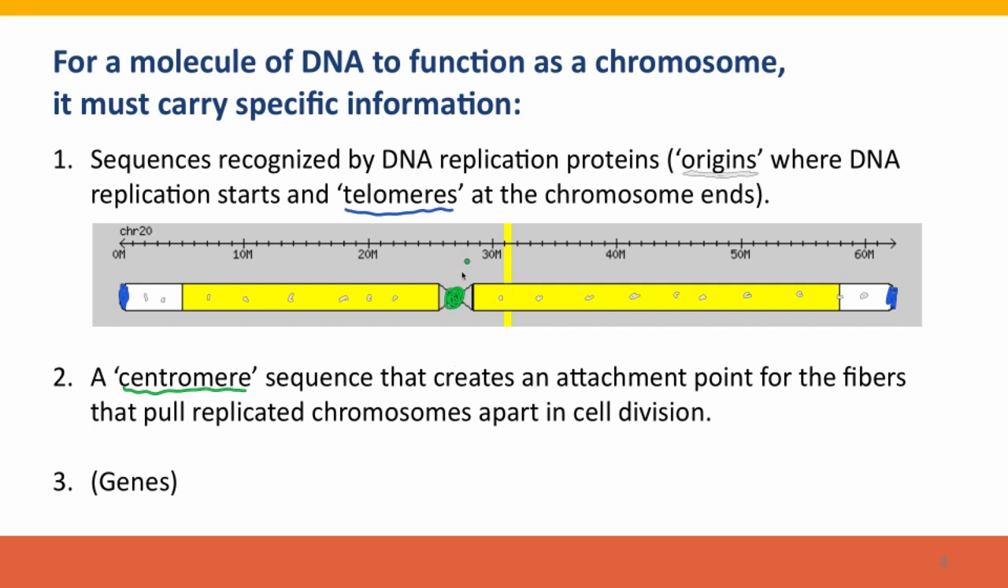place on the chromosome. And this is the place that fibers attach to when the cell is going to divide to pull the chromosomes apart. Finally, of course, chromosomes have to have genes. We'll talk about the genes on chromosomes in the next lecture.